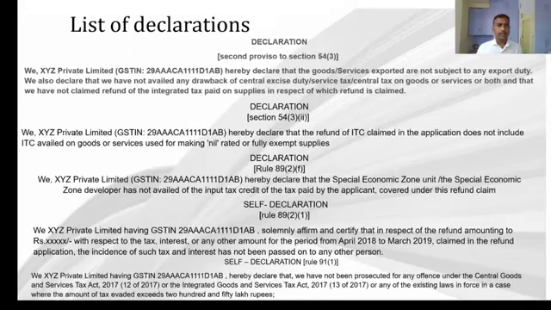Some of the declarations we have to give: a declaration under section 54 subsection 3 that we have not availed any drawbacks of central excise, service tax, central tax on goods or services or both, and we have not claimed any refund of IGST on supplies in respect of which GST has been claimed. We should also give a declaration that the application does not include ITC availed on goods or services used for making nil rated or exempt supplies.